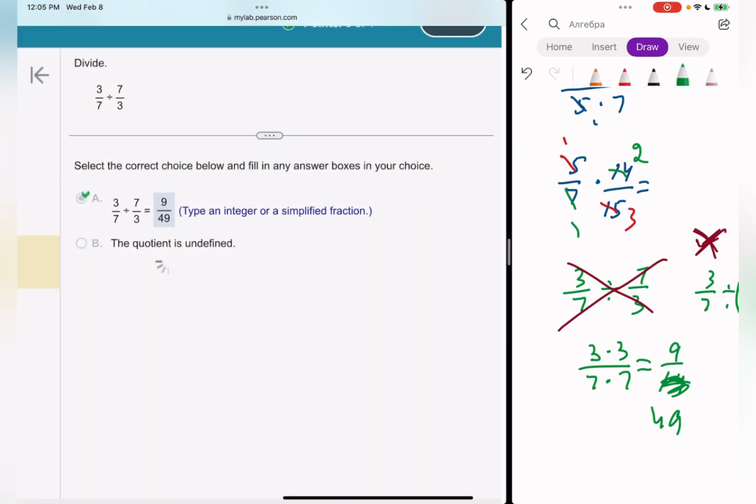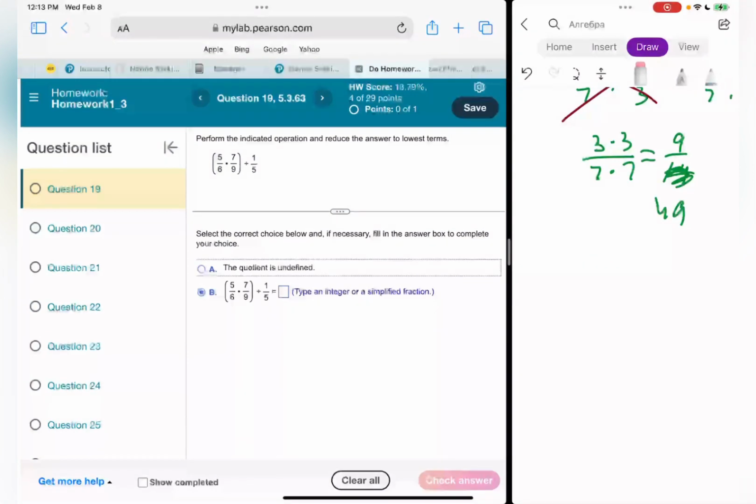Okay. So what do we have here? We have 5 over 6 times 7 over 9 and divided by 1 over 5. You don't even need parentheses, because between multiplication and division, we solve in the order it comes. If multiplication comes first and then division, we do multiplication first and then division. If division came first and then multiplication, we would do division and then multiplication.